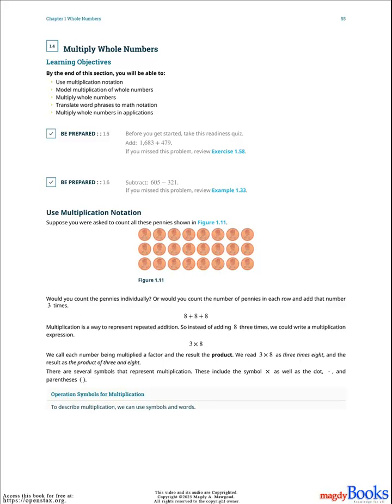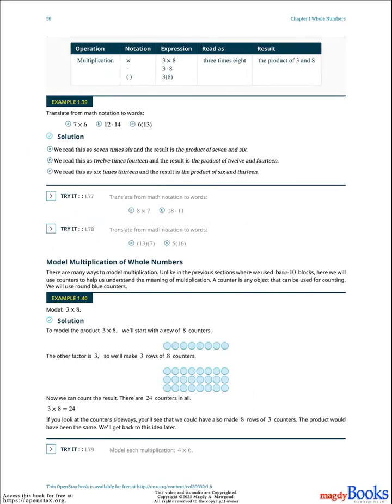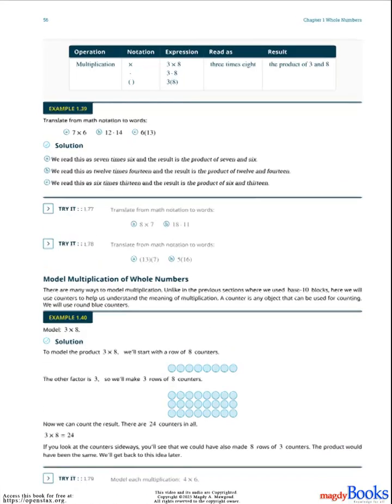Operation symbols for multiplication. To describe multiplication, we can use symbols and words. Operation, notation, expression, read as, result. Multiplication. ×, 3 multiplied by 8, 3 times 8, the product of 3 and 8. Dot, 3 dot 8. Parentheses, 3 open parenthesis 8 closed parenthesis.